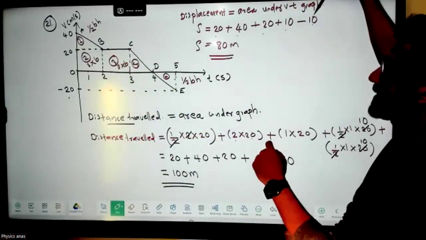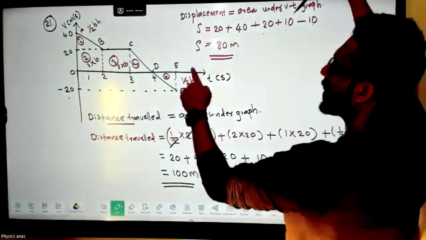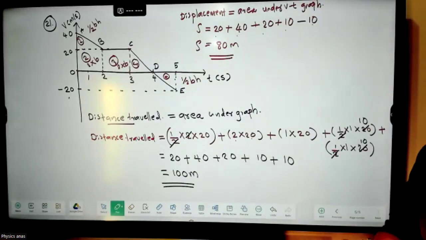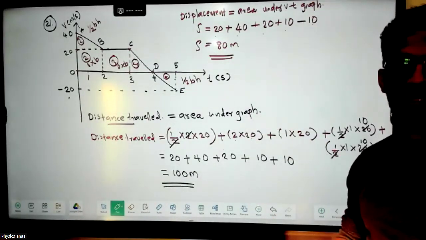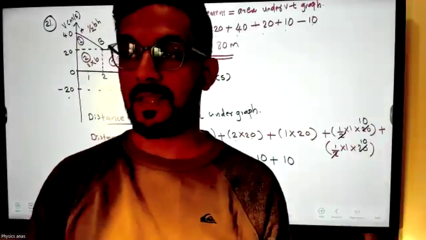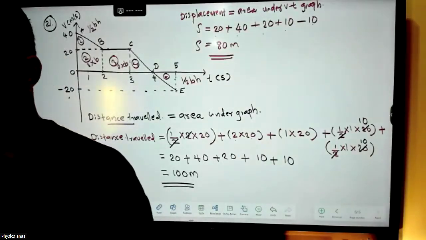What is 10? 10 is area of fourth one. What is next to 10? That's area of the fifth one. But the fifth one is representing negative displacement because the body is returning. So you have to put a negative there. Then you will get that.